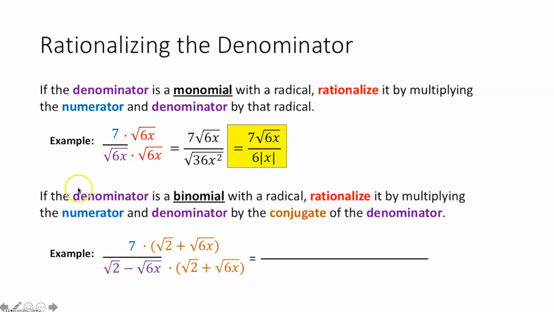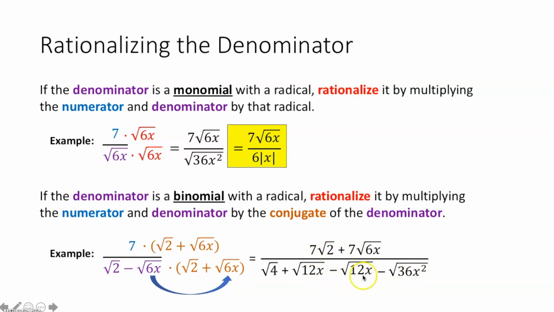So now we need to multiply. In our numerator, we're going to distribute 7 times rad 2 is going to be 7 rad 2. 7 times rad 6x, 7 rad 6x. In the denominator, we have a binomial times binomial, so we got to FOIL. Multiply the first terms together: rad 2 times rad 2, rad 4. Multiply the outer terms together: rad 2 times rad 6x, rad 12x. Multiply the inner terms together: negative rad 6x times rad 2 is going to be negative rad 12x. Multiply the last terms together: negative rad 6x times positive rad 6x is going to be negative rad 36x squared.